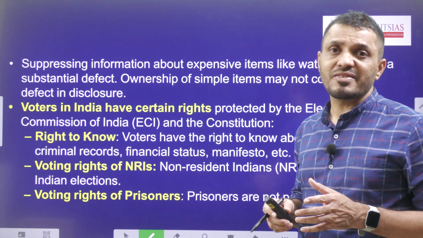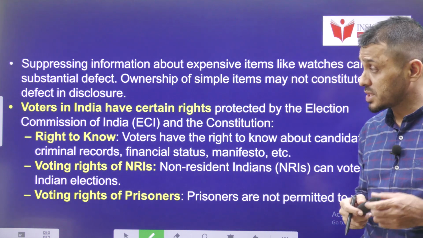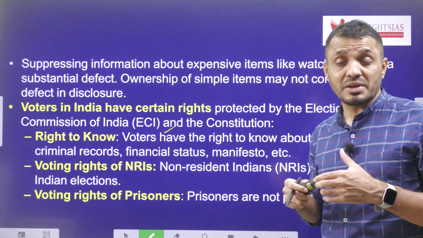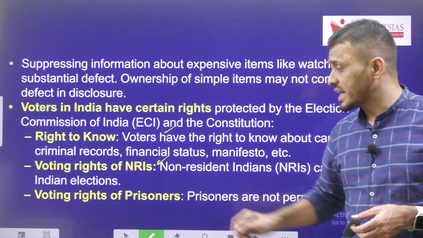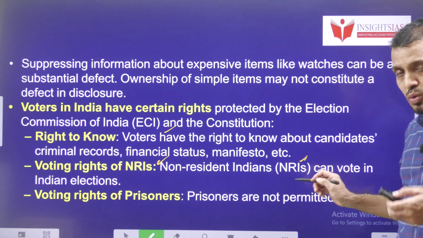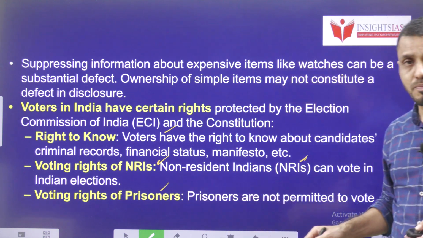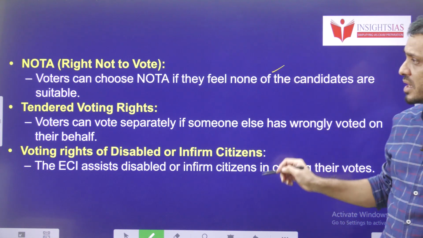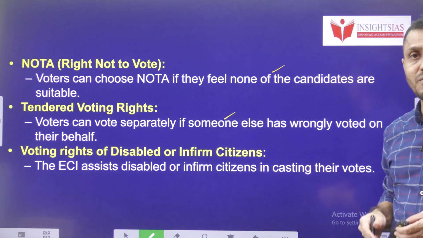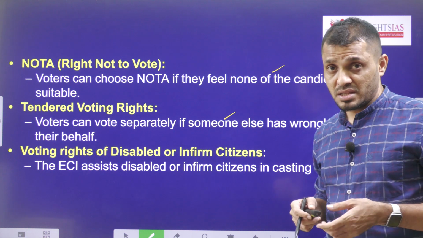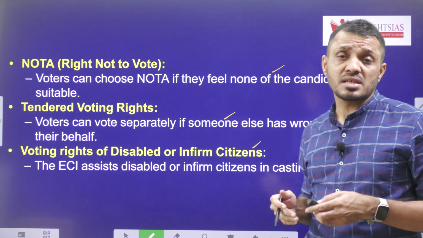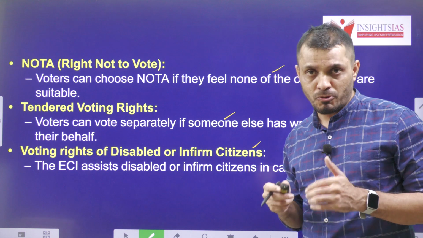In India, voters have certain rights regarding elections. Those rights are the right to know. That is the reason the Supreme Court directed all candidates to declare whatever criminal charges they are facing. Voting rights of NRIs: NRIs have the right to vote by coming to India. Voting rights of prisoners: prisoners do not have voting rights. Right to vote includes a right not to vote, NOTA. And tendered vote: in case someone's vote has been cast by another person, they can cast a tendered vote. And voting rights of disabled citizens: regarding this, the Election Commission of India recently started providing voting from home. So these are some of the rights of voters in India.